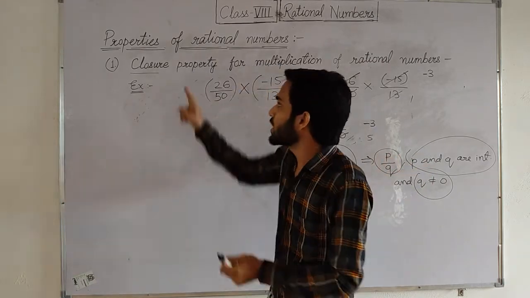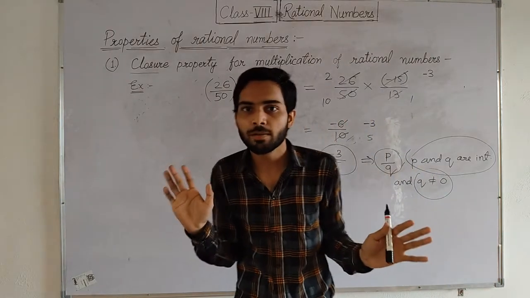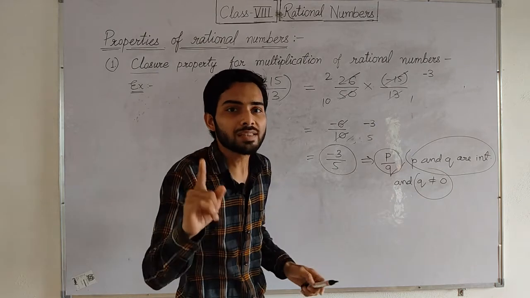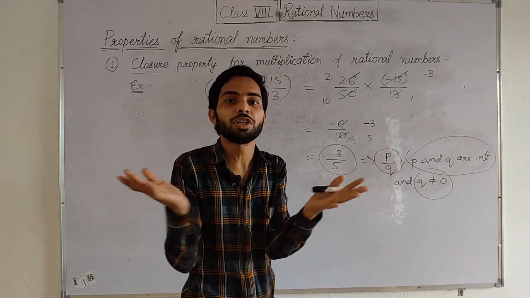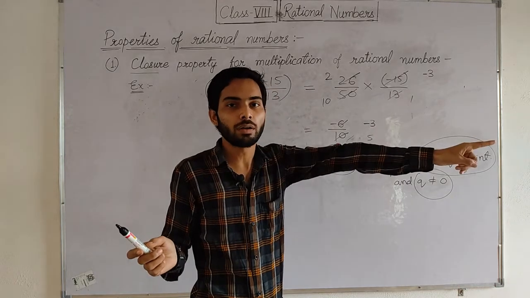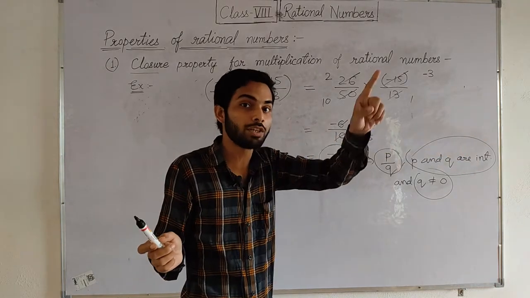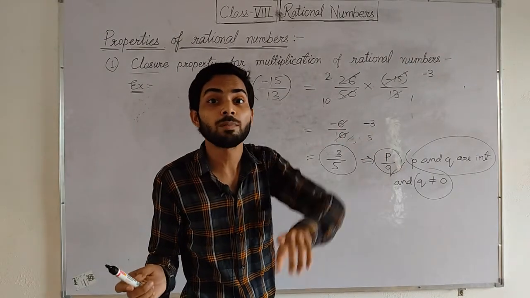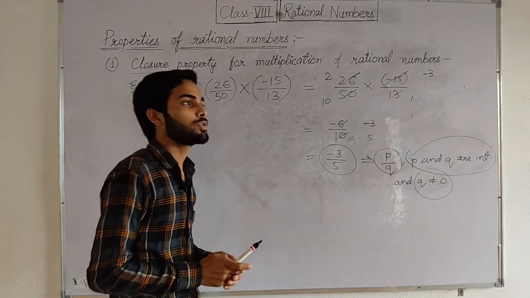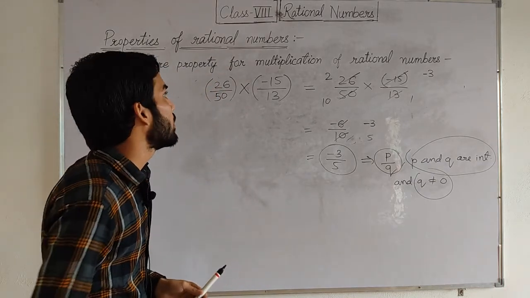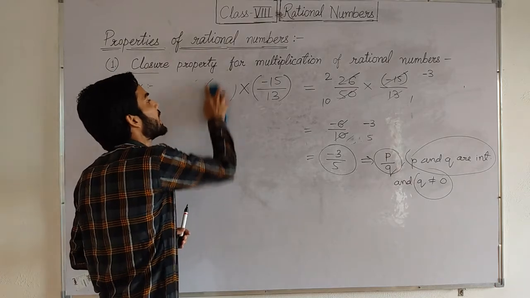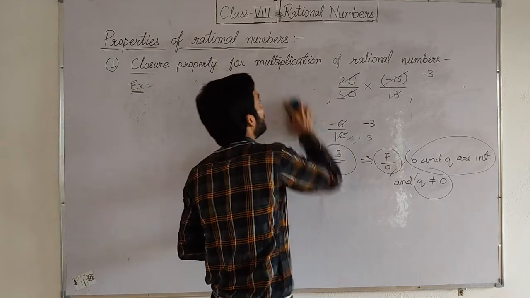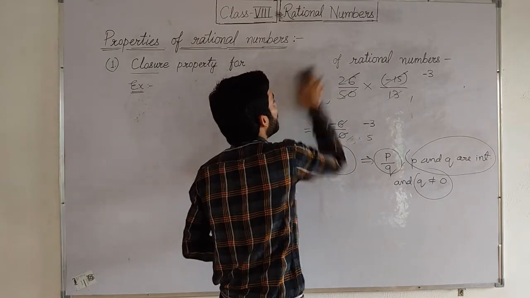So what is the closure property for multiplication of rational numbers? It says that when we multiply two rational numbers, we always get a rational number. Just as in the case of addition and subtraction you studied, the same is true in the case of multiplication also. Okay, my dear students, now we will move towards division. We will take the operation of division here.